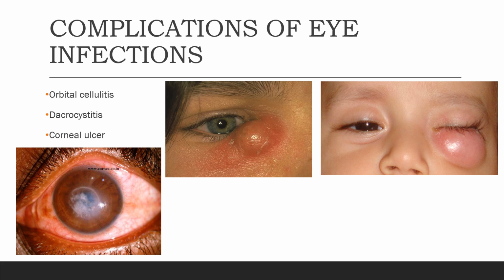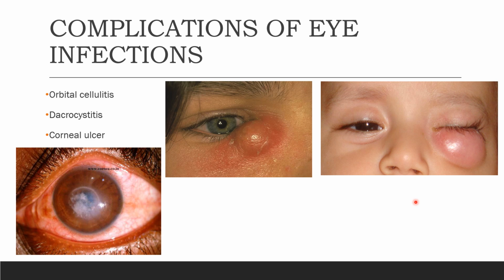The first one is orbital cellulitis. The given picture over here is known as orbital cellulitis. It is basically seen in children, and it is the infection of tissues that surround the eyeball. It's an infection of the tissue surrounding the eyeball.